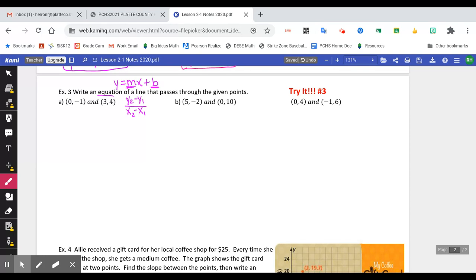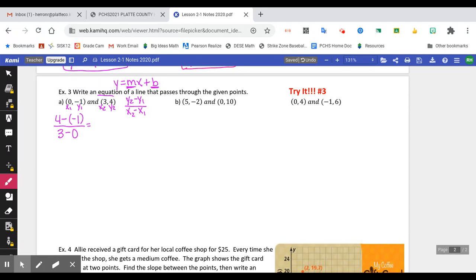Okay, and let's do x1, y1, x2, y2, just like we did yesterday. And we have our top line as 4 minus negative 1. And then we have 3 minus 0.